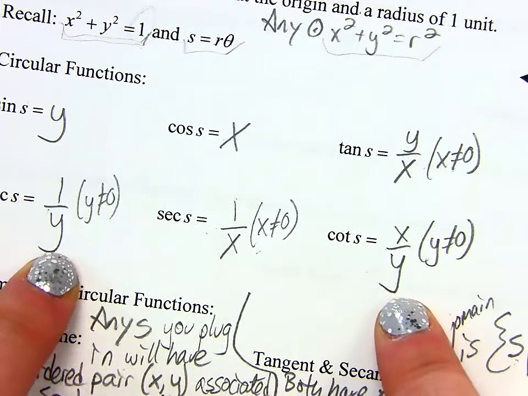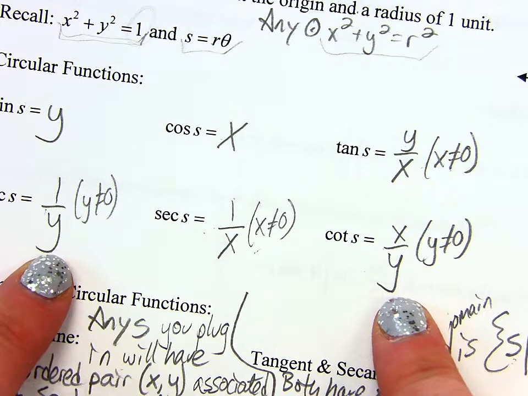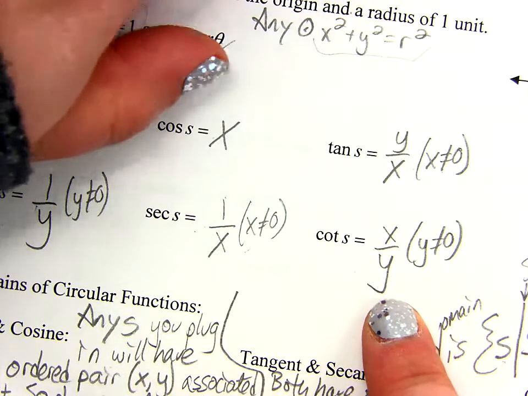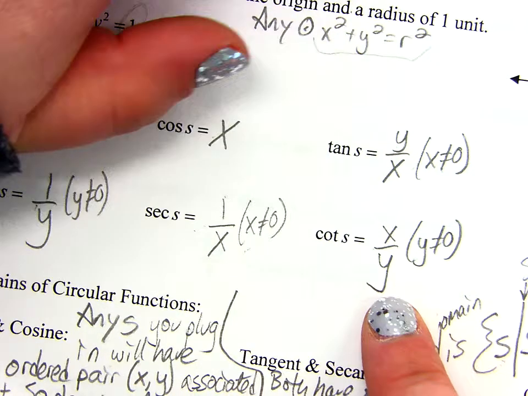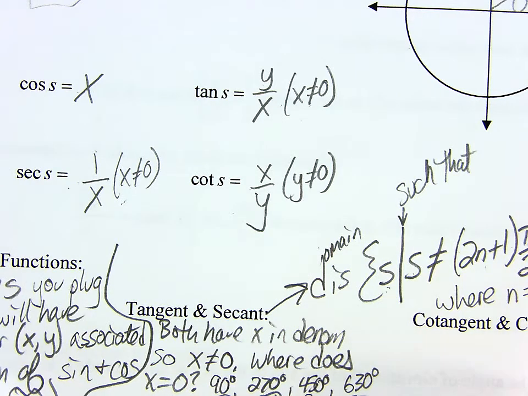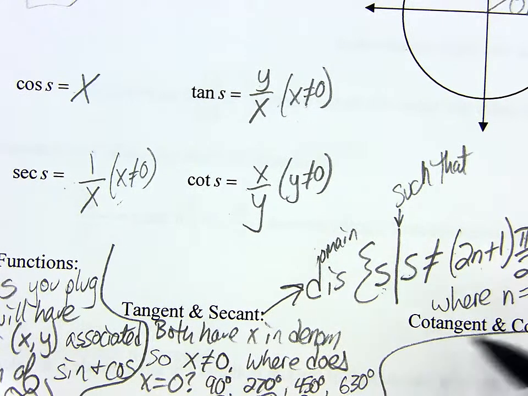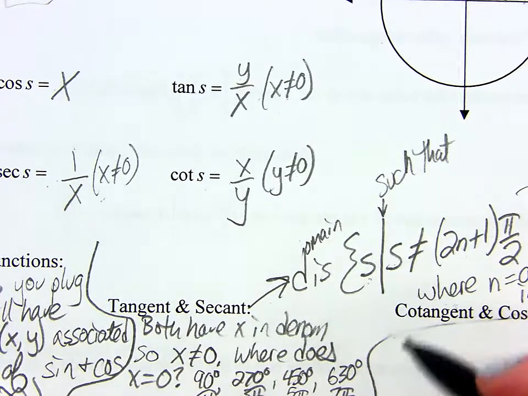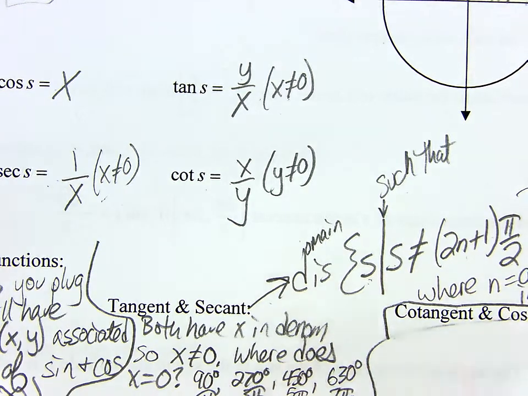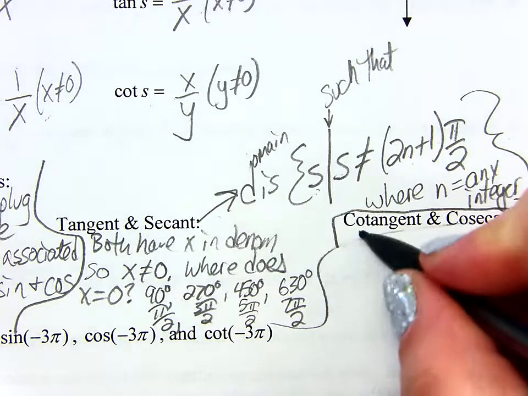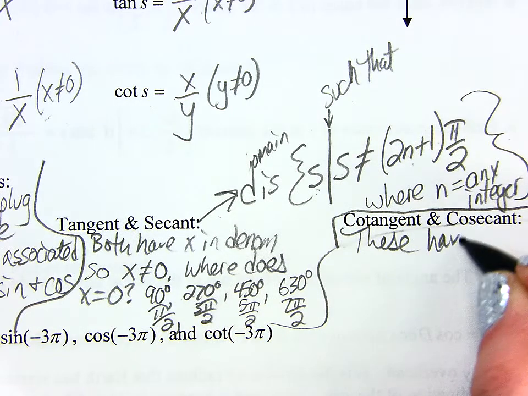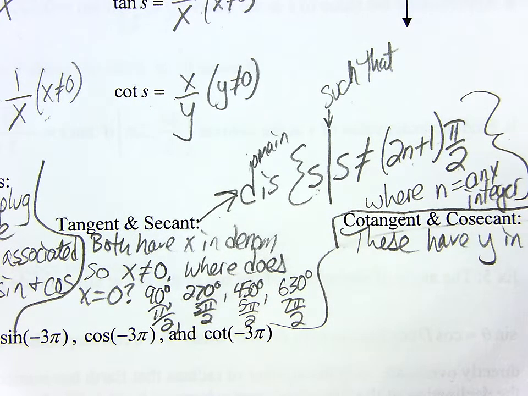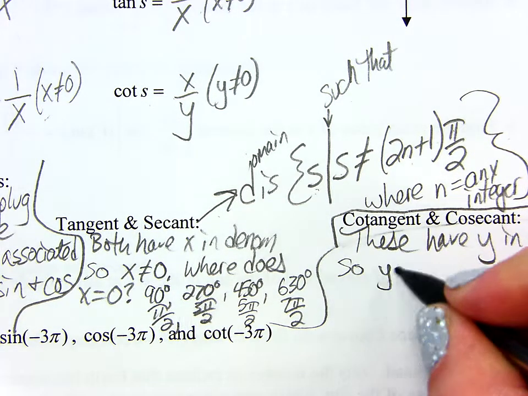Look at these two, cotangent and cosecant. See how they both have y in the denominator? So I can't have zeros for y. Well, where is y 0? That's basically what I want to know for this one. Let me draw this line so that it includes them. So these have y in the denominator, so y cannot equal 0.